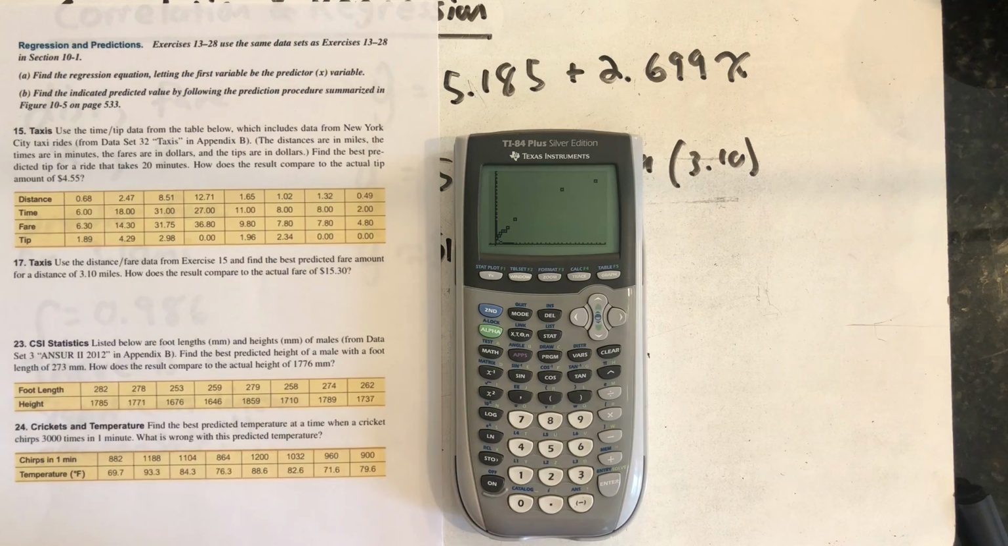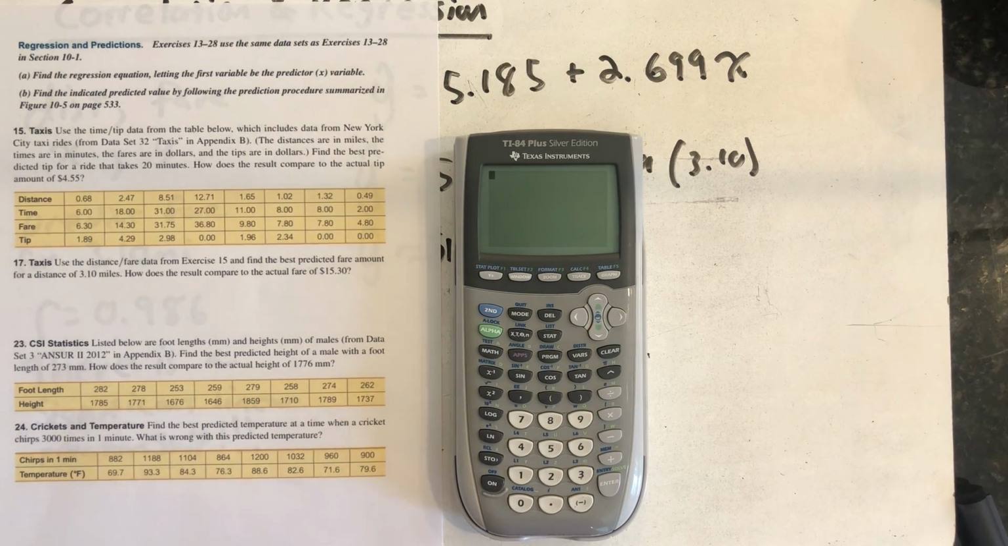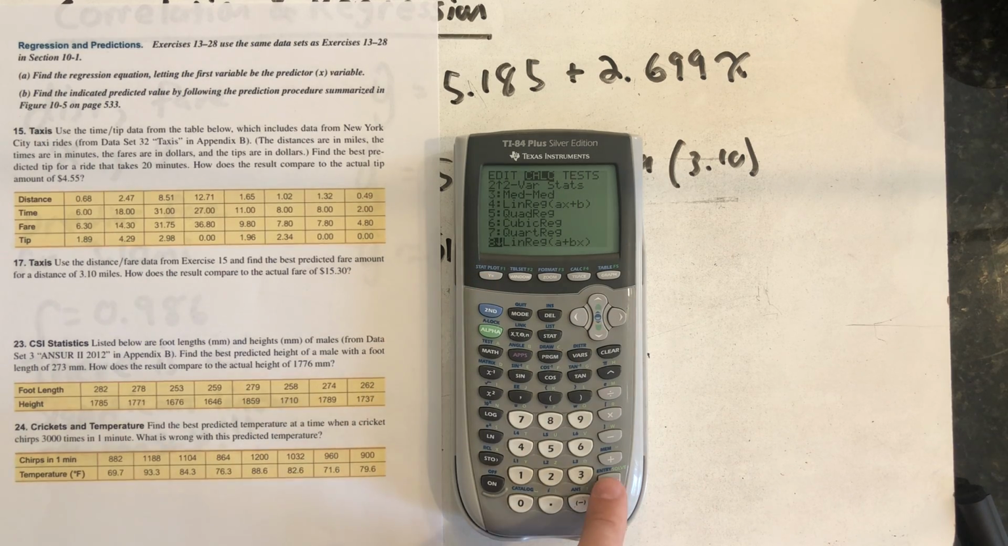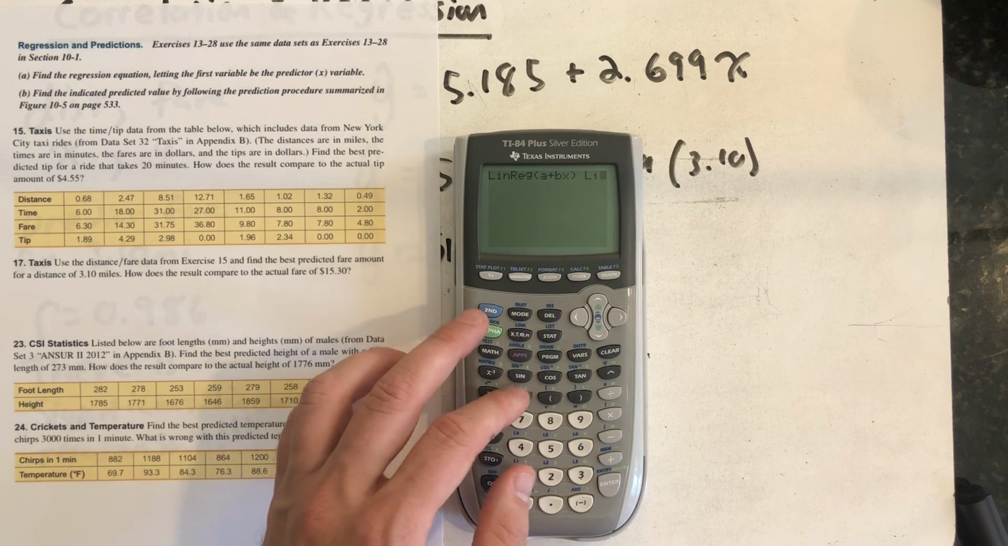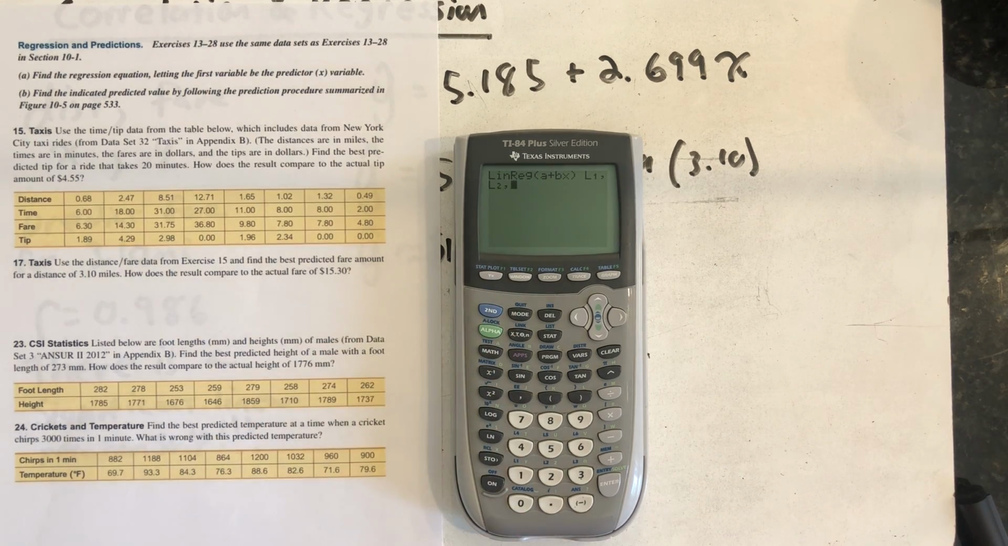I'm going to get back out to the home screen by hitting second and the mode button. That's the quit function, so I like to say second quit. I'm going to hit the stat button, go over to calc, and go down to LinReg a plus bx that we were using. This time I'm going to type in L1 comma L2, but I'll put another comma, and I'm going to tell the calculator where to put the regression equation.